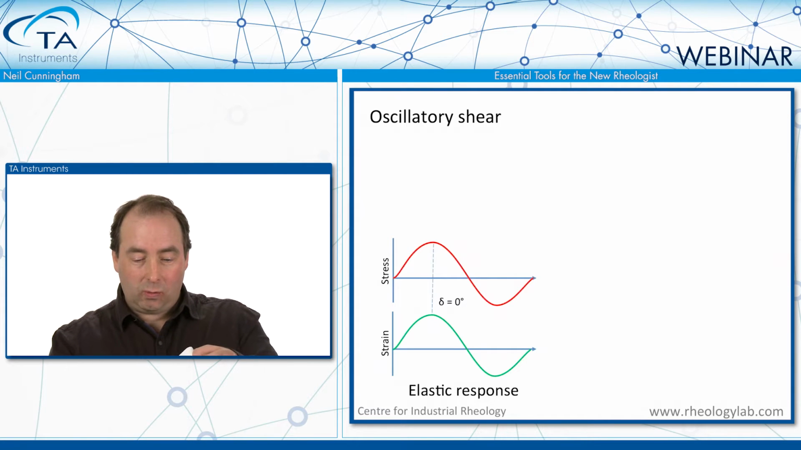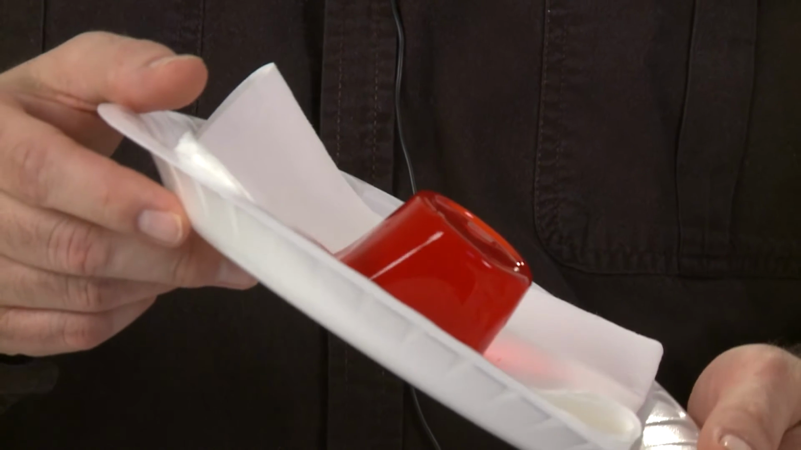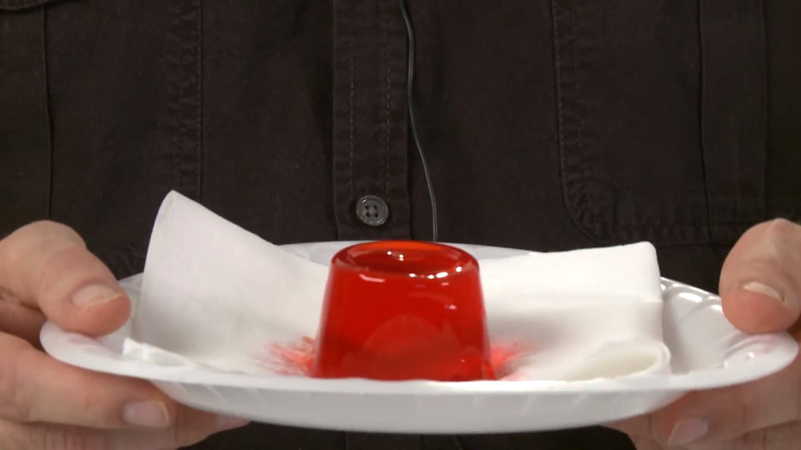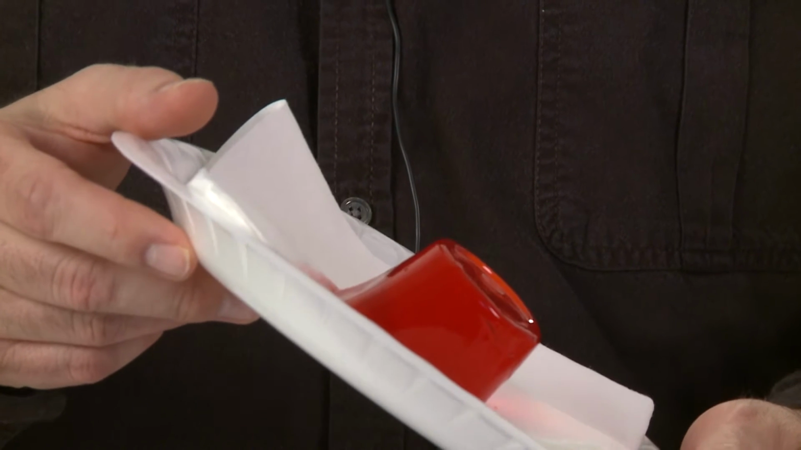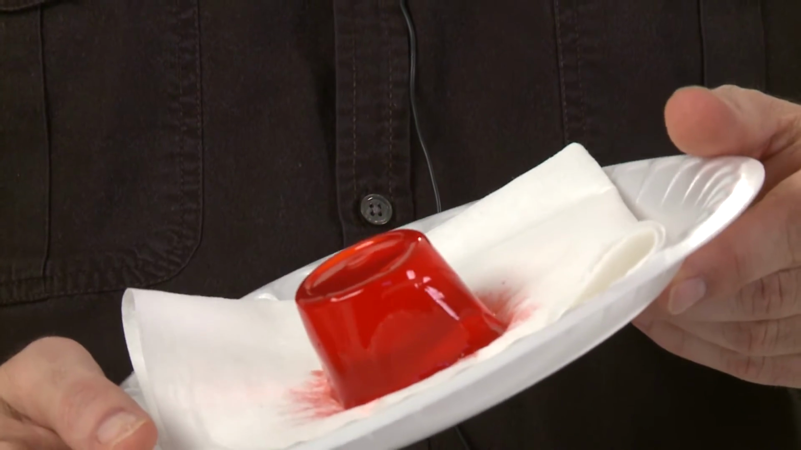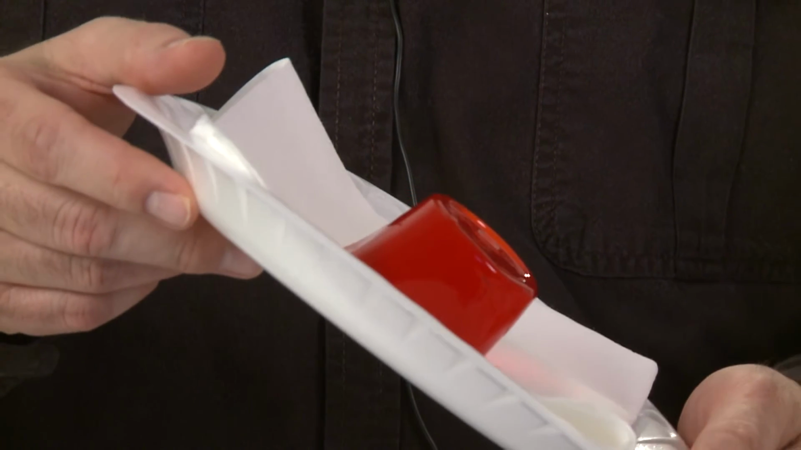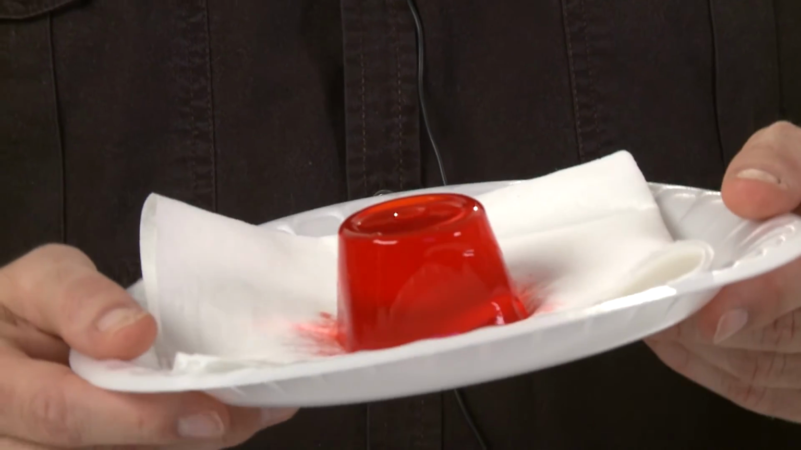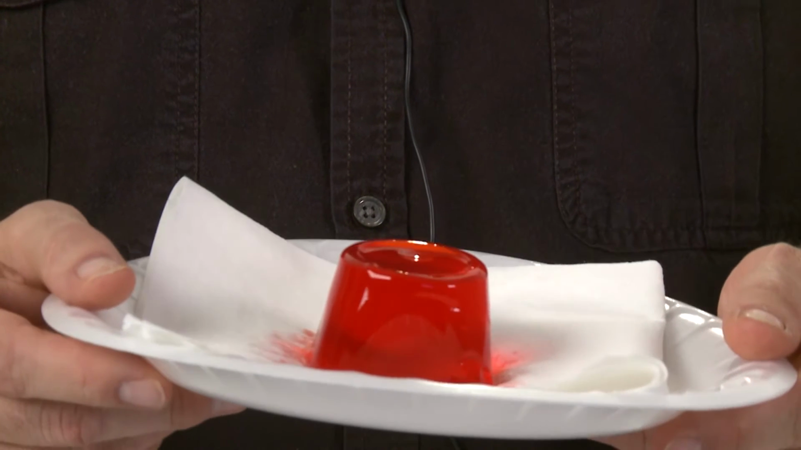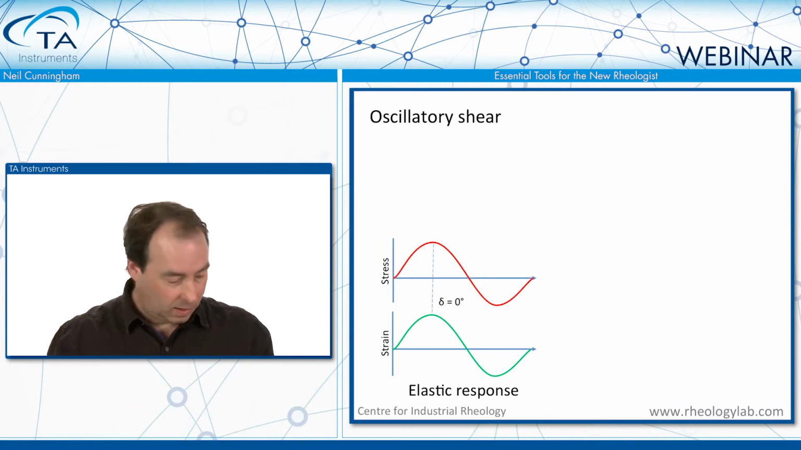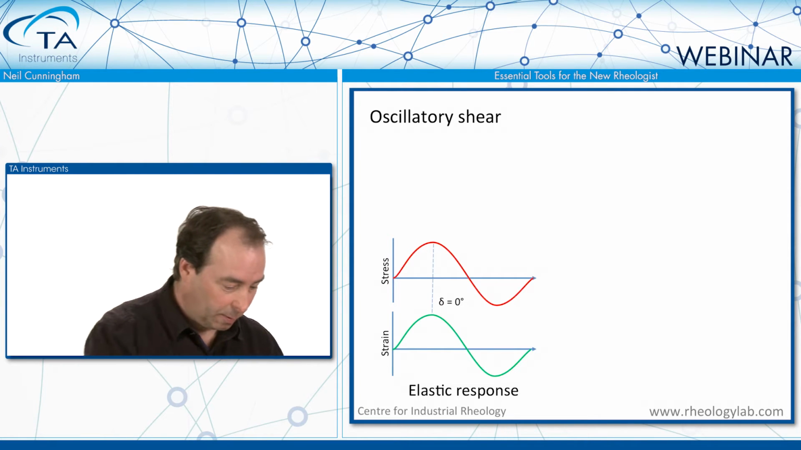And when I do that, what you can see with a jello is that when the stress is zero, there is zero deformation, so zero strain in the jello. And as we reach the maximum stress in one direction, then we see the maximum strain in that direction. We go back to zero, zero strain, maximum stress in the opposite direction, and maximum strain in that direction. So the strain is in phase with the applied stress. Okay, so that's for an elastic material.